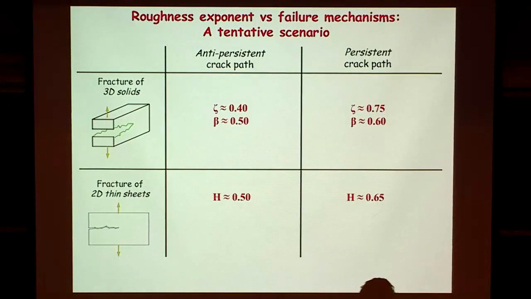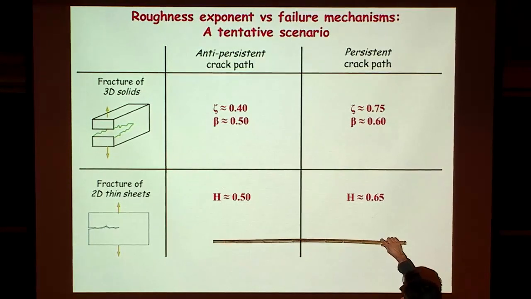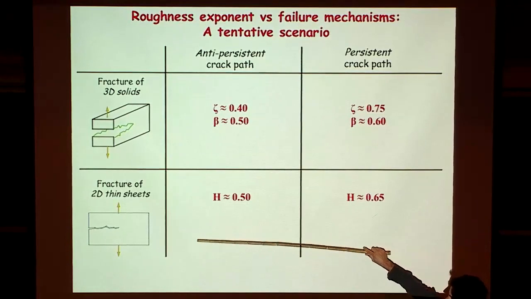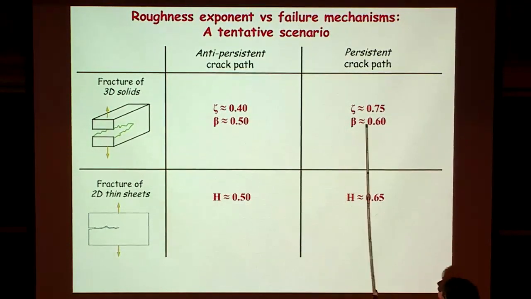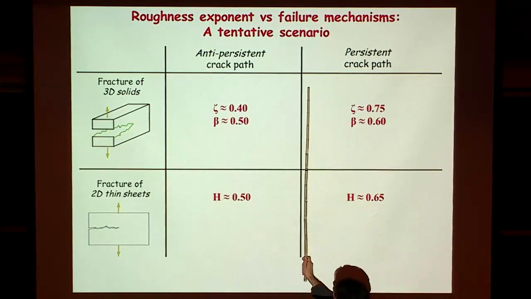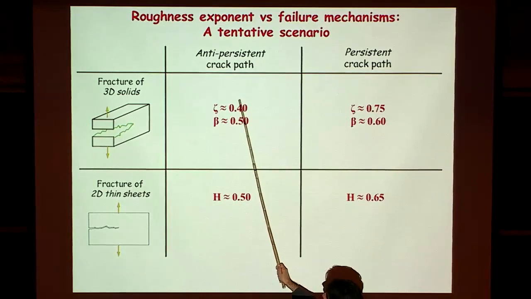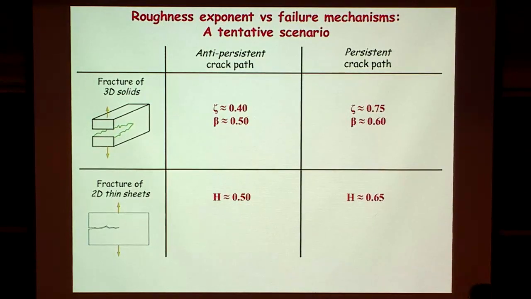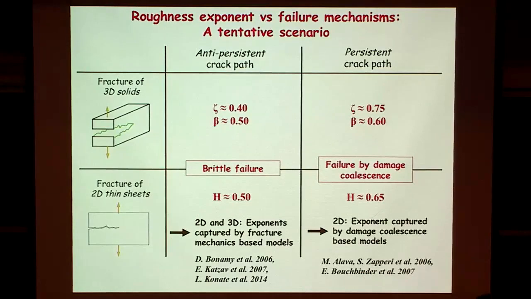So let me summarize all this experimental observation in this table, where on the rows I have given the results for 2D systems and 3D systems, while the columns are separated into anti-persistent crack paths with exponent close to 0.5 or smaller, and persistent crack paths with larger values of exponent. And so it is tempting to associate these classes to different failure mechanisms.